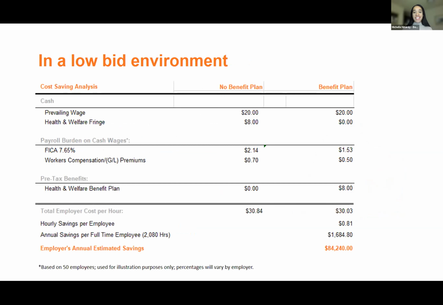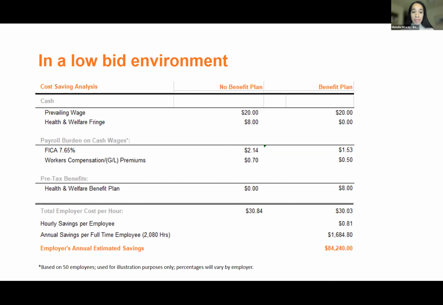And so here is an example. So this is the cost saving analysis. In the middle column, you can see what happens if you just pay that $8 in cash. And then on the right column, you have what happens if you pay those dollars into benefits. And so basically, this is just an example, but you're saving about 81 cents an hour with that $8 fringe that you would otherwise be paying taxes for.